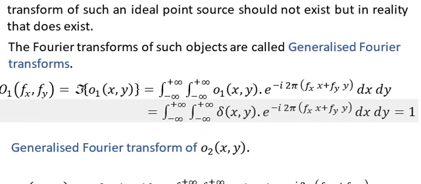And when we put the values x equal to y equal to 0, the integration vanishes. If you put these values in the exponential factor, fx into 0 plus fy into 0, then in the exponential function we have e to the power 0, which is equal to 1. So we have written 1 over here.